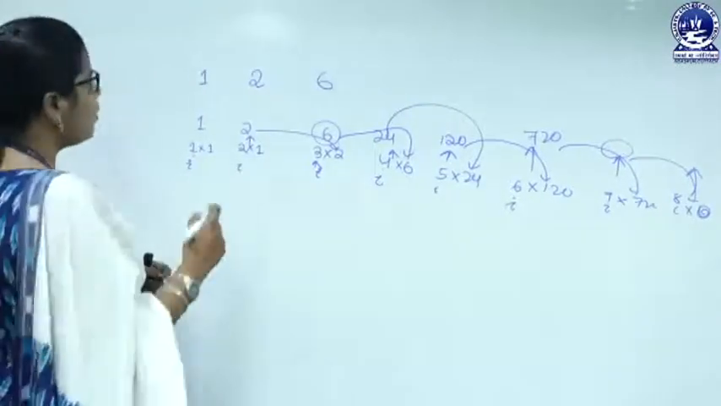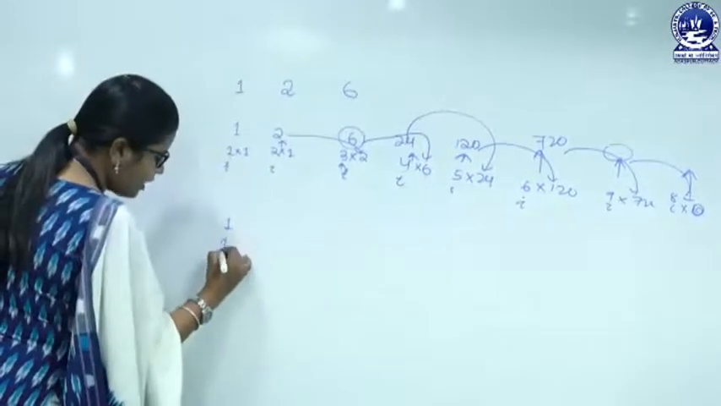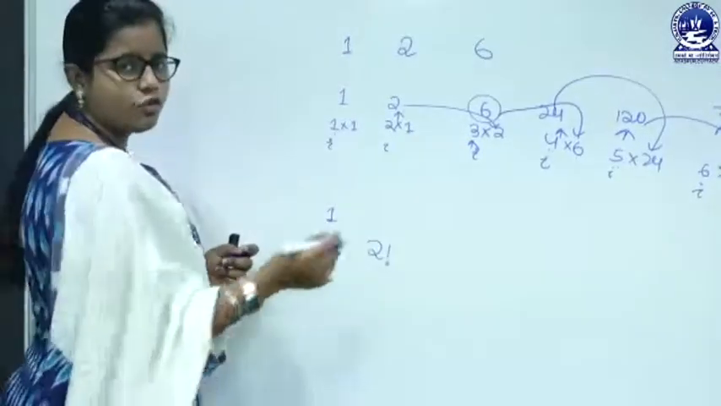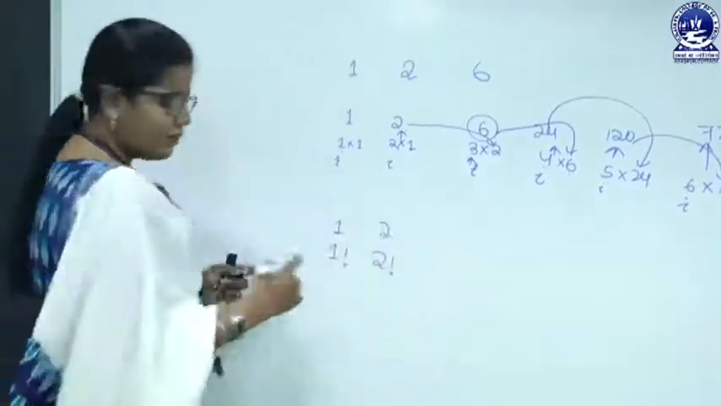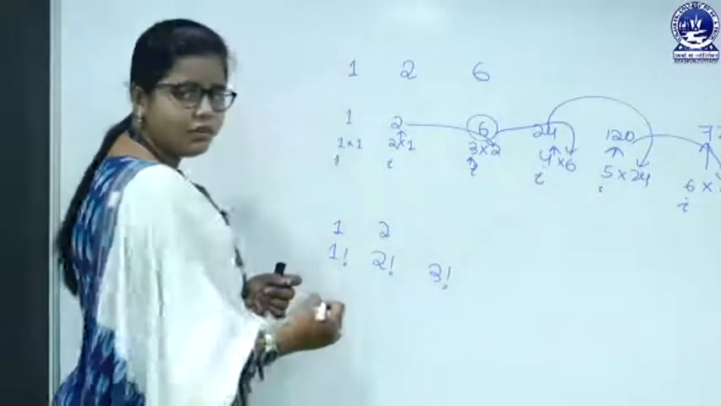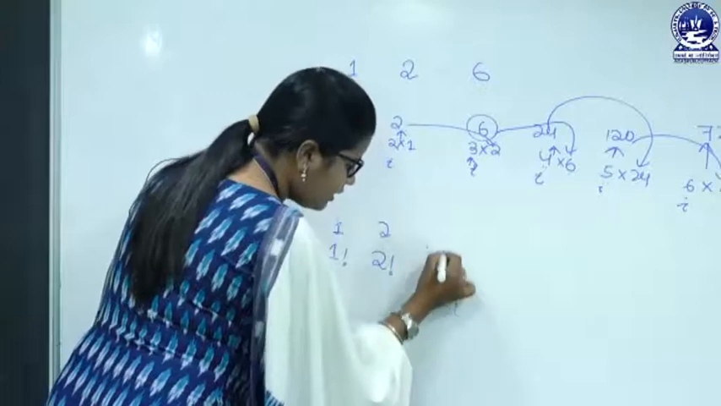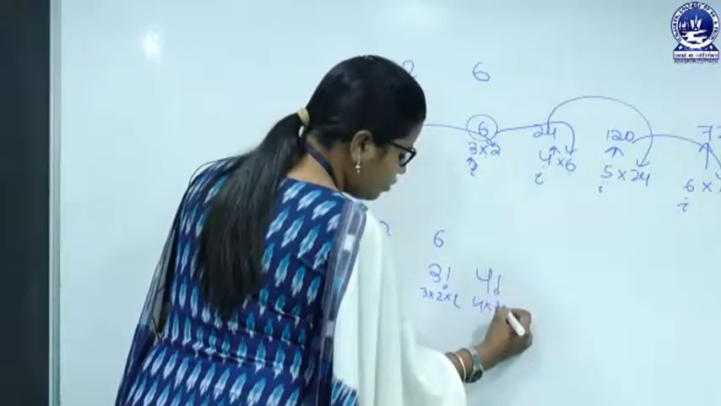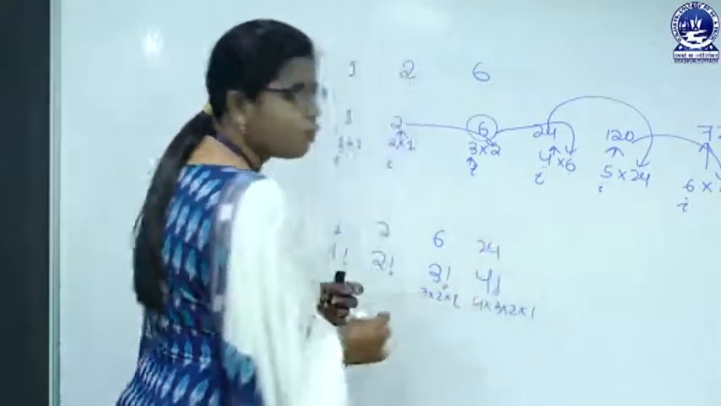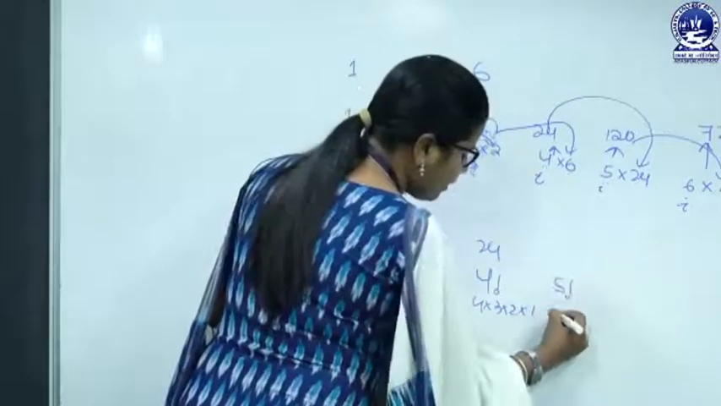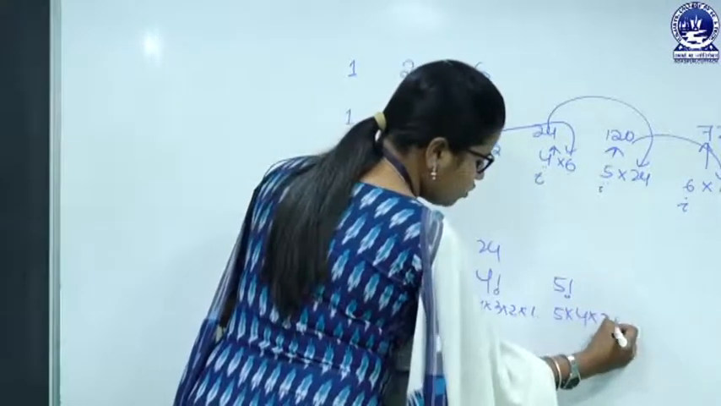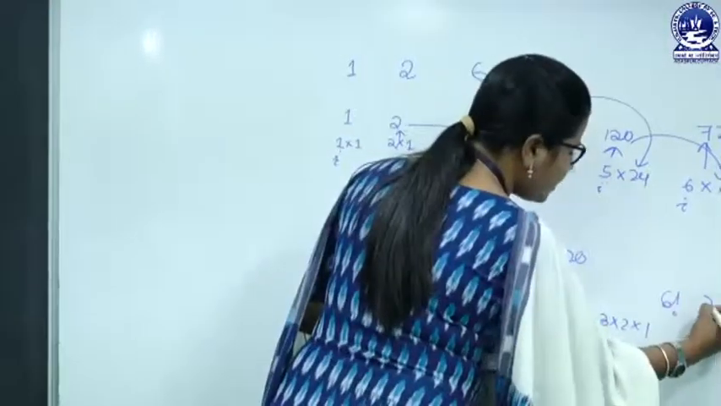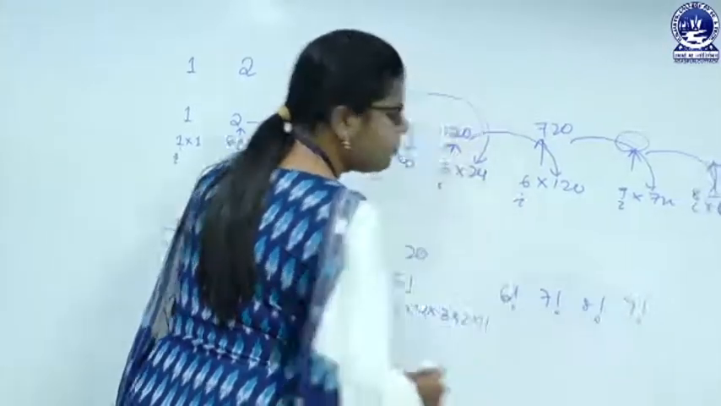And the second logic is what? First, 1 factorial is 1. Then 2 factorial is 2 into 1, that is 2. 3 factorial is 3 into 2 into 1, that is 6. Then 4 factorial is 4 into 3 into 2 into 1, that is 24. Then 5 factorial is 5 into 4 into 3 into 2 into 1, that is 120. Then we will go for 6 factorial, 7 factorial, 8 factorial, 9 factorial.